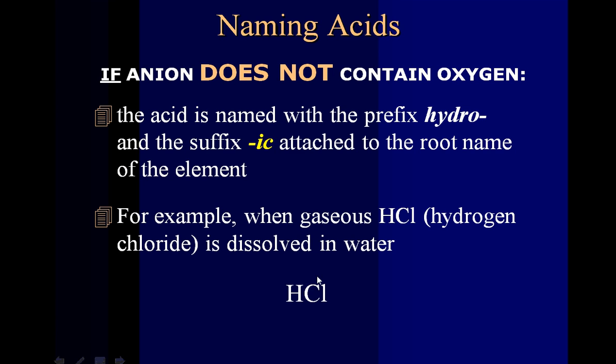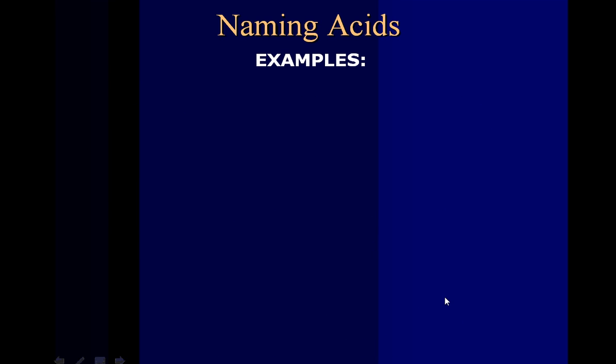So we have chlorine. There's no oxygen, so drop the ine and add ic, so we have chloric, but since there's no oxygen, hydrochloric, and then of course don't forget to put acid. So hydrochloric acid is the name of this compound. Here are some examples. HF, no oxygen, so that means we have hydro. Fluorine is our nonmetal here, so we get rid of the ine and make it ic, so we have fluoric. So this is hydrofluoric acid.